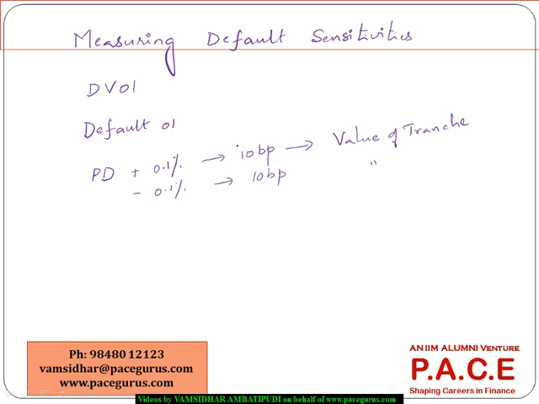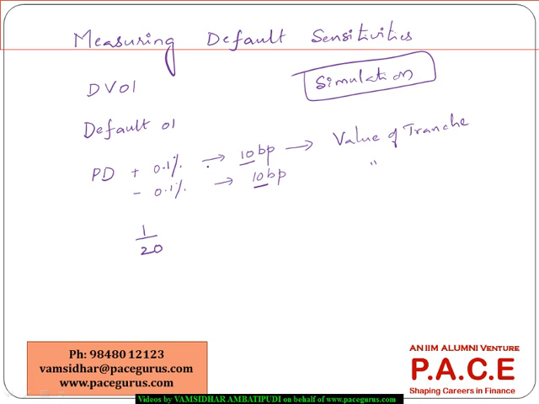I am trying to take the value of the tranche if the probability of default is increased by 10 basis points as well as decreased by 10 basis points. I am trying to find out the value of each of the tranches and even the credit VaR, probably using a simulation kind of an approach. Now once I have arrived at those values, default 01 is nothing but I am taking 1 by 20 because I am increasing it by 10 basis points.